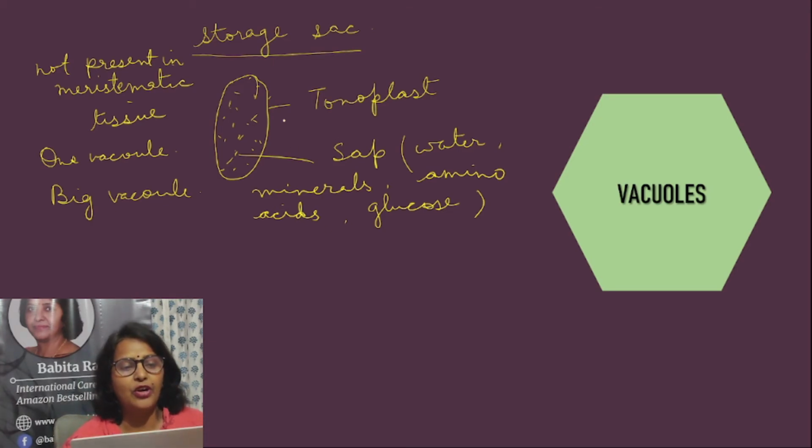The outer membrane of the vacuole is known as tonoplast. Inside we have a liquid substance which is known as sap, which consists of water, minerals, amino acids and glucose. Because of this sap, it is also known as storage sac. Another function of this vacuole is to provide turgidity to cells. So this is all about plant vacuoles.